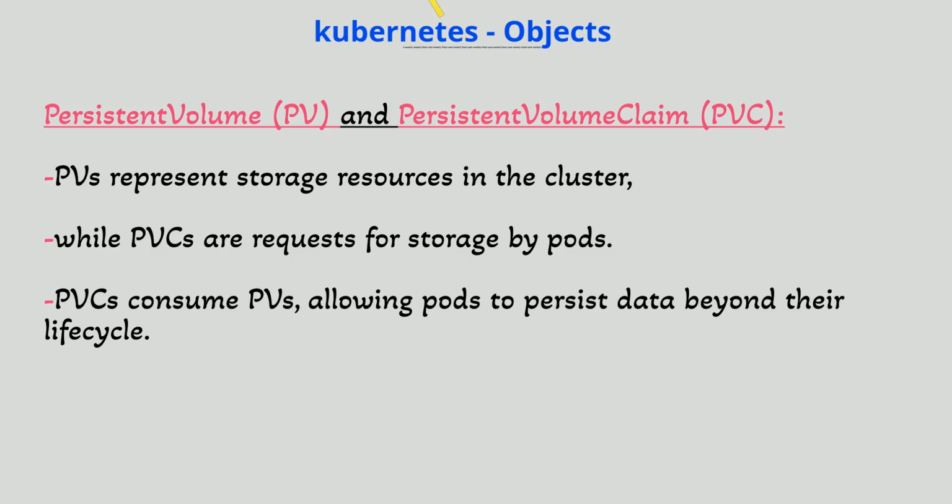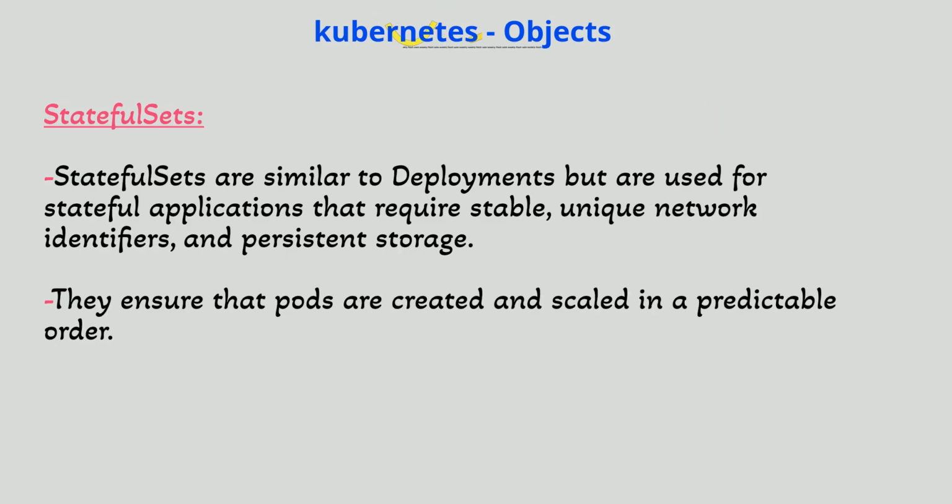Persistent volume, PV, and persistent volume claim, PVC. PVs represent storage resources in the cluster, while PVCs are requests for storage by pods. PVCs consume PVs, allowing pods to persist data beyond their lifecycle.